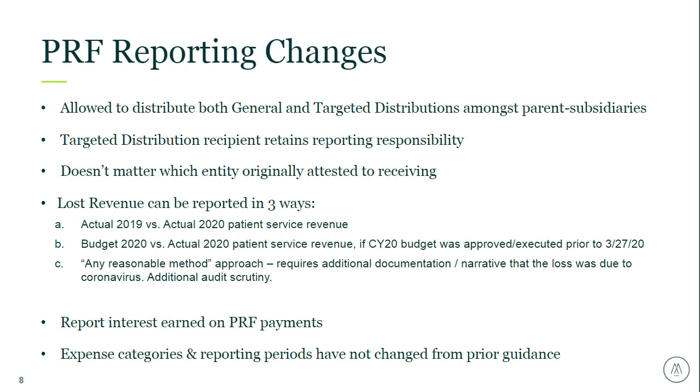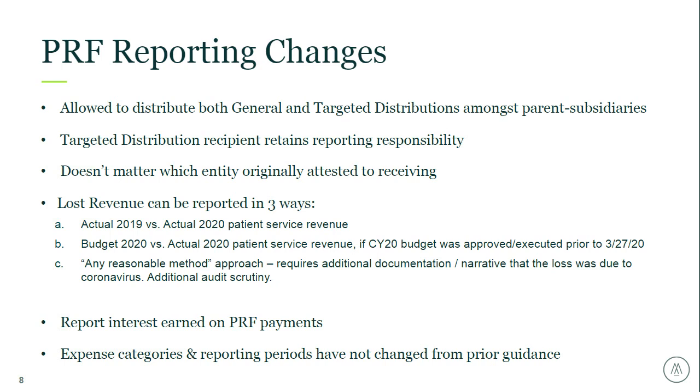Also very exciting, I think the thing that impacts nearly everybody is that there are now 3 different ways that are acceptable for reporting your lost revenue. And so these 3 approaches are to do the actual 2019 versus actual 2020 patient service revenue. This is probably the most straightforward way. I'm anticipating that the portal will have just fields and you're filling in numbers and it's going to do subtraction and tell you what your lost revenue is year over year.